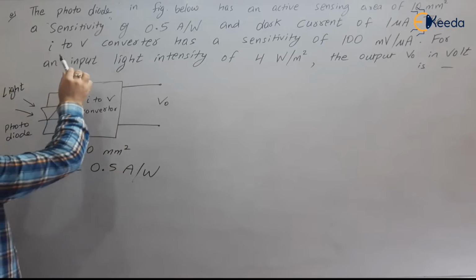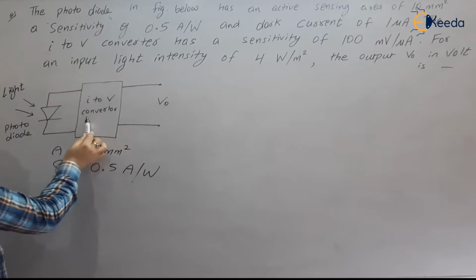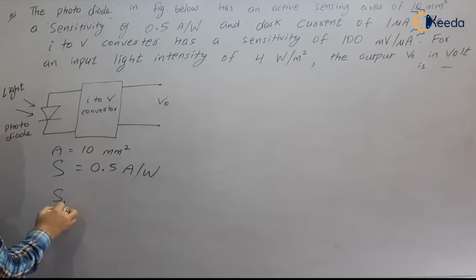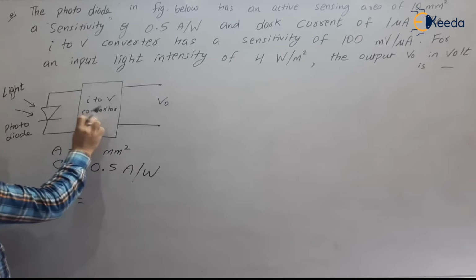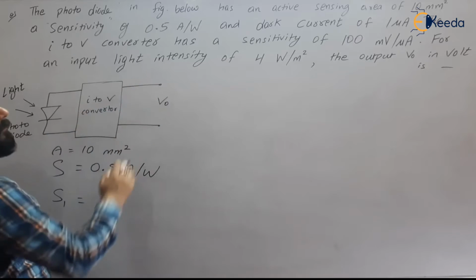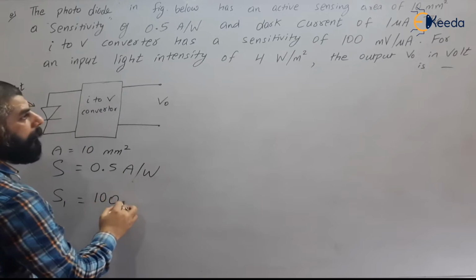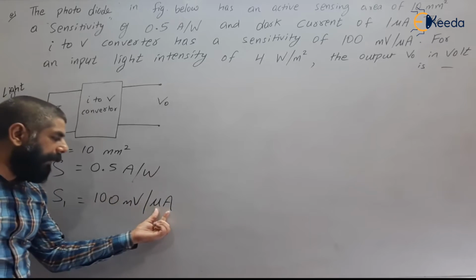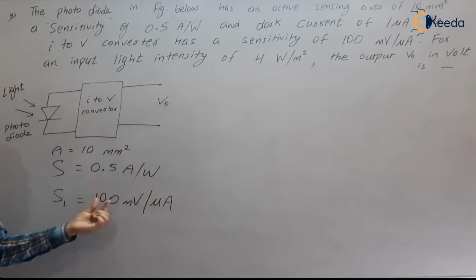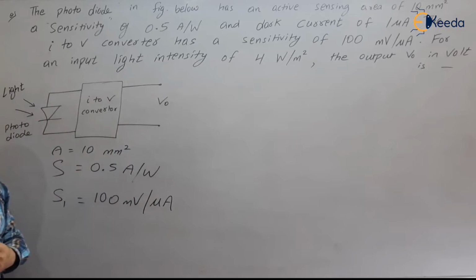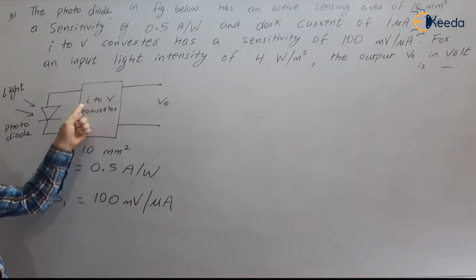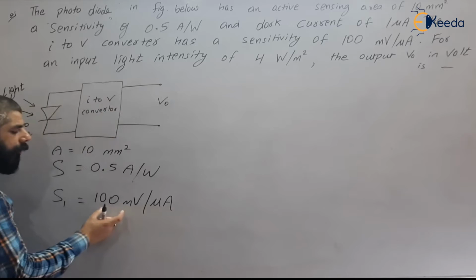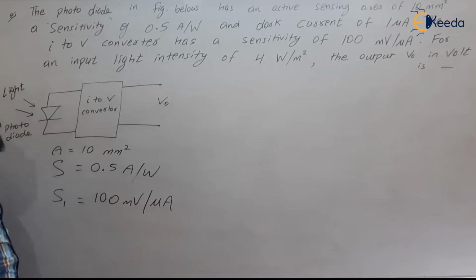Now the I2V converter is given. This I2V converter has a sensitivity, so let's take it as S1. Sensitivity of the I2V converter is given as 100 millivolt per microampere. It means for 1 microampere of input current, 100 millivolt is generated at the output. That is the I2V converter, where current is converted into voltage.